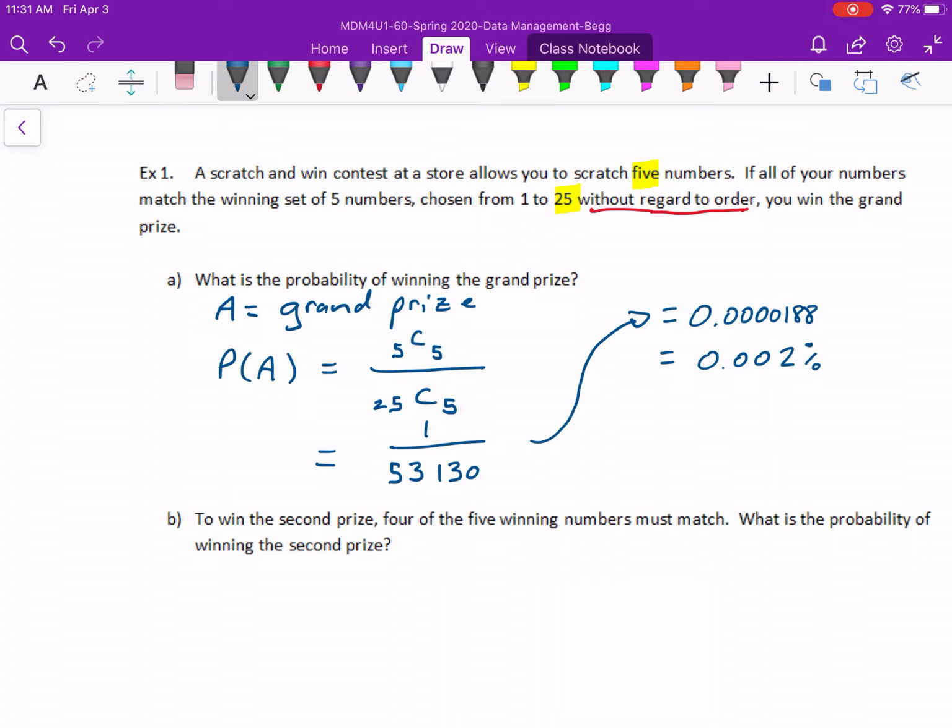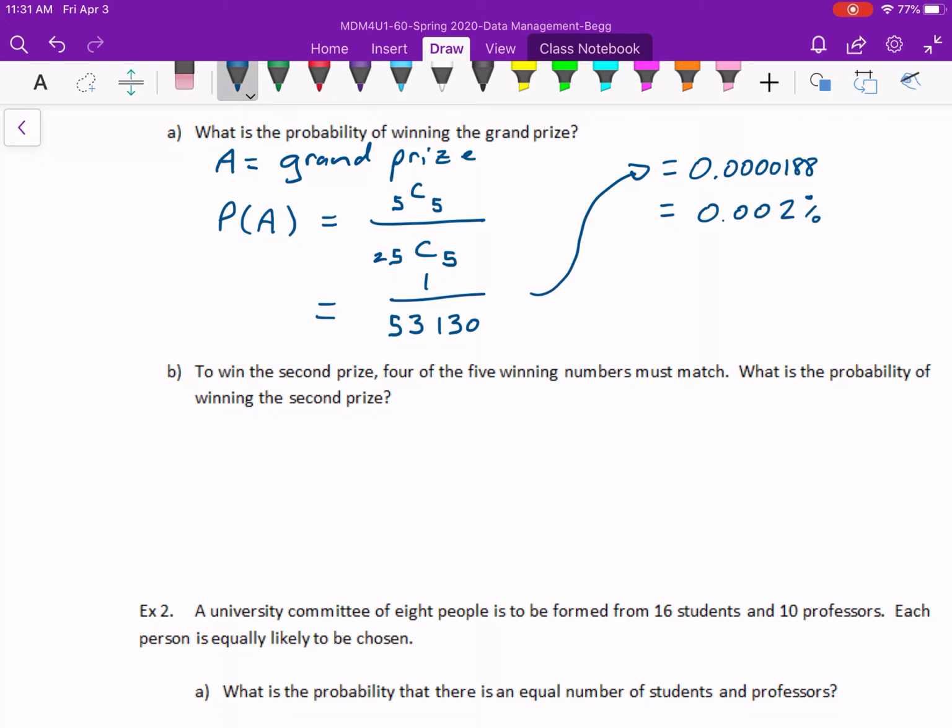To win second prize, 4 of the 5 winning numbers must match. So we don't have to get all 5 now, we just have to get 4 out of the 5. What's the probability of that? All right, well, let's call that event B. If we only have to get 4 out of the 5 numbers, that means that there's more ways to win, right? So it's logical that our probability would be higher.